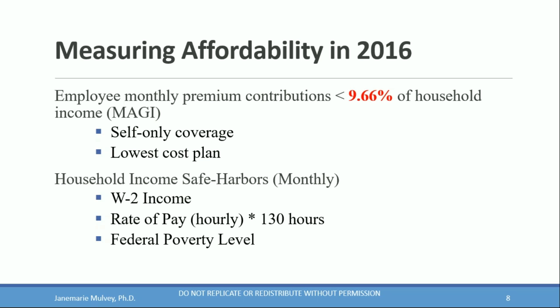So IRS has issued 3 safe harbors that an employer can use to compare what their premiums are. They can use W-2 income, they can use their hourly rate of pay multiplied by 130 hours, or the federal poverty level. And in any case, they can use that income to compare to their monthly premiums, and if their premiums exceed 9.66% of that, then the plan would be considered unaffordable, and they could potentially pay a penalty.